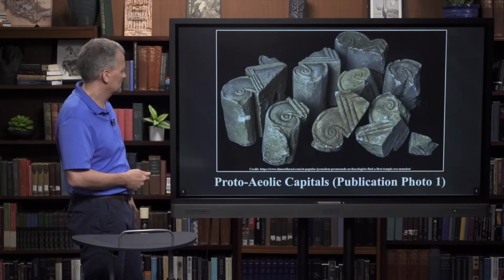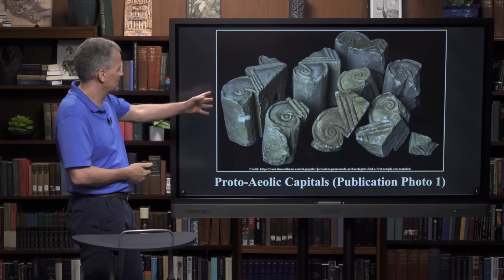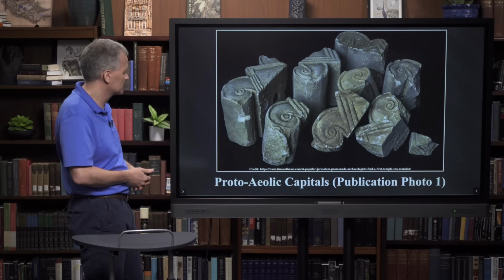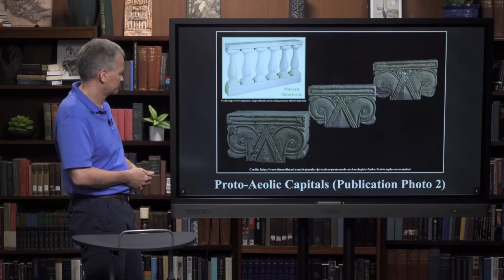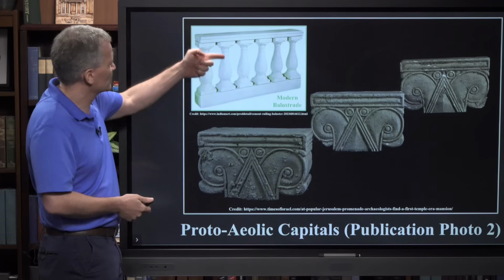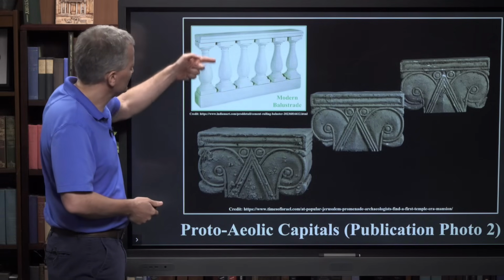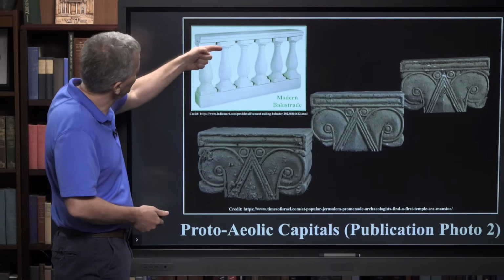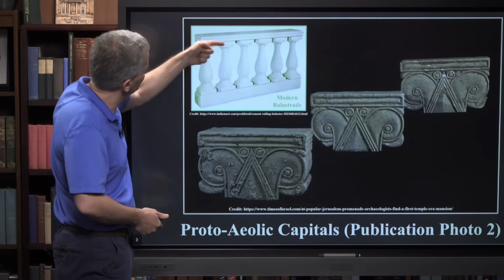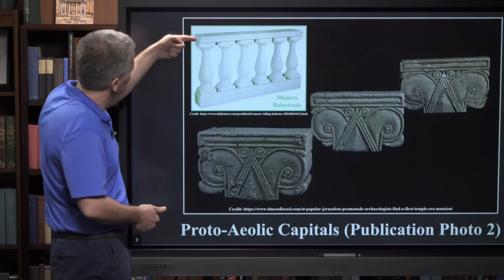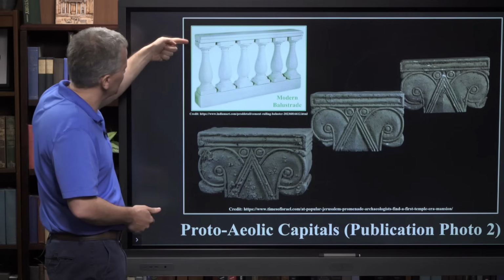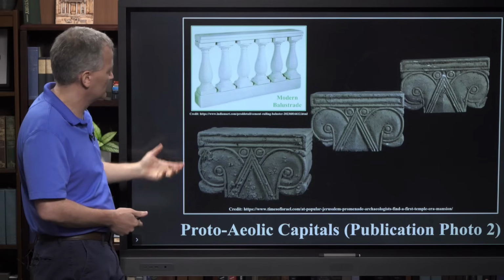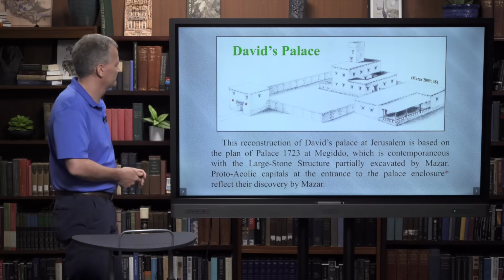So still at this point some more cleaning had to be done, and now the cleaning was complete, and this is a publication photo. It shows a number of these capitals. And this is a picture of a modern balustrade, showing you this concept of a column and then a decorative element at the top of it, with the rail that goes to connect all of them together. So that's the idea behind something like this capital.